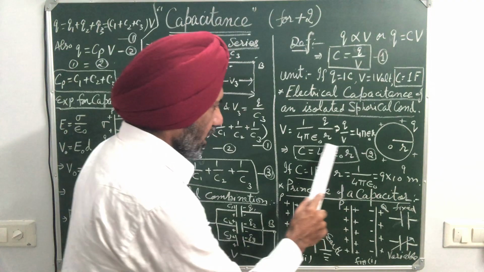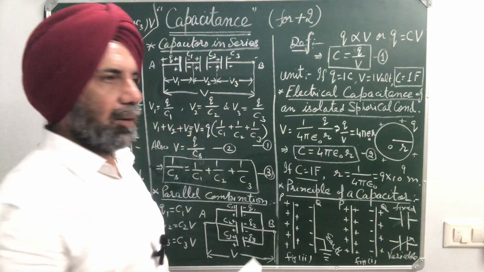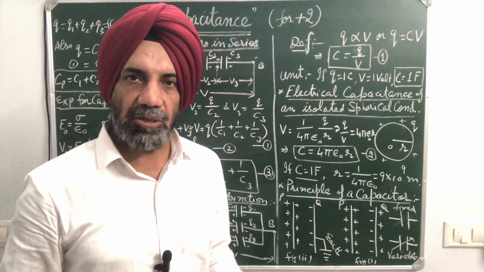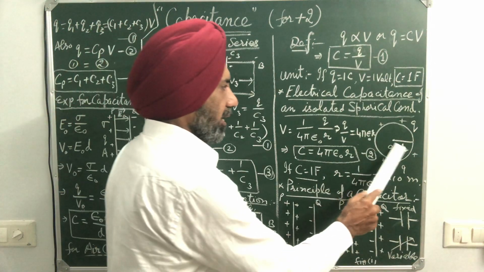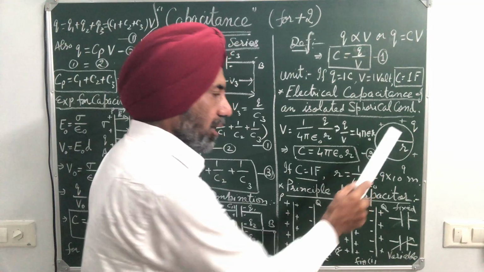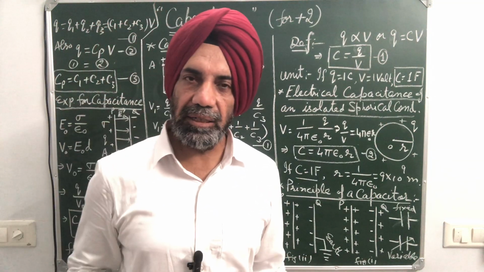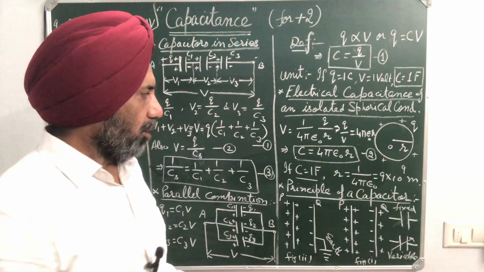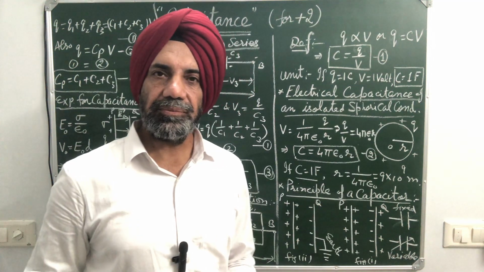So this gives an expression for the electrical capacitance of an isolated spherical conductor having radius r. It means the capacitance of a spherical conductor depends upon the radius of the conductor. The greater the radius of the conductor, the greater the electrical capacitance.